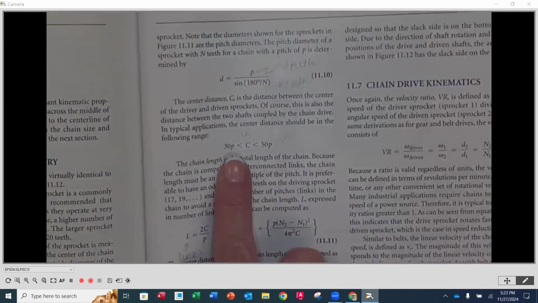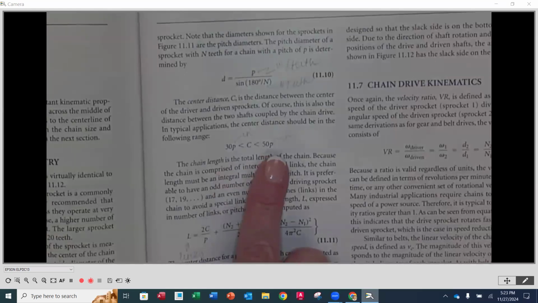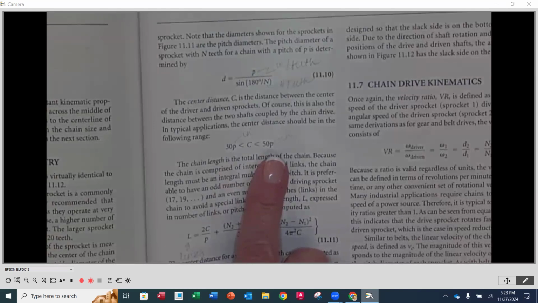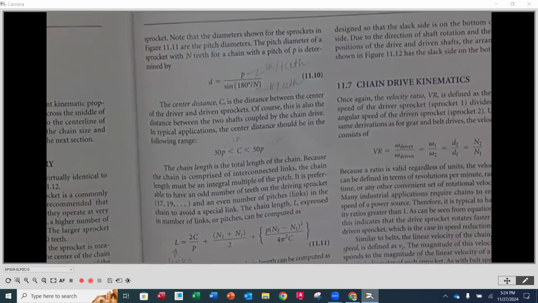So 30 times the pitches. Whatever your pitch ends up being, you're going to multiply that by 30, and that's going to be the low side of your center distance range. And then you multiply it by 50 to get the high side of the center distance range. Your center distance should land somewhere in between there. If you're a little bit out on one side or the other, not a big deal, but you want to use that as a gauge for best performance.